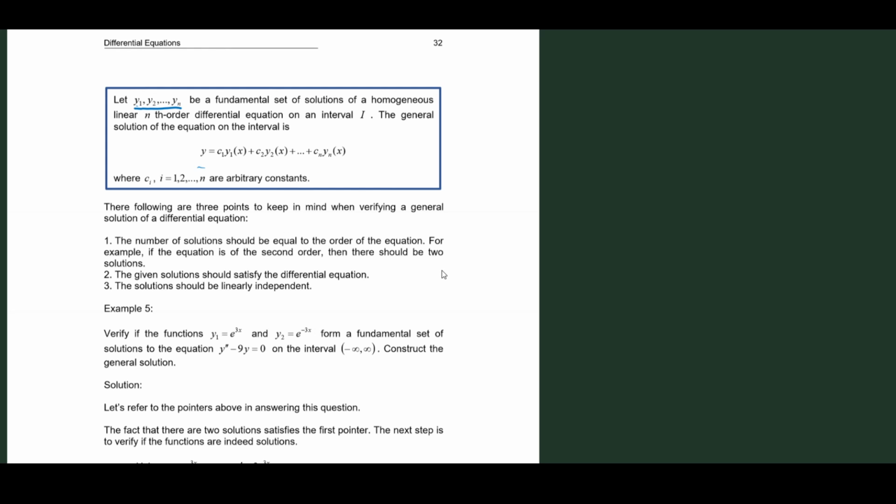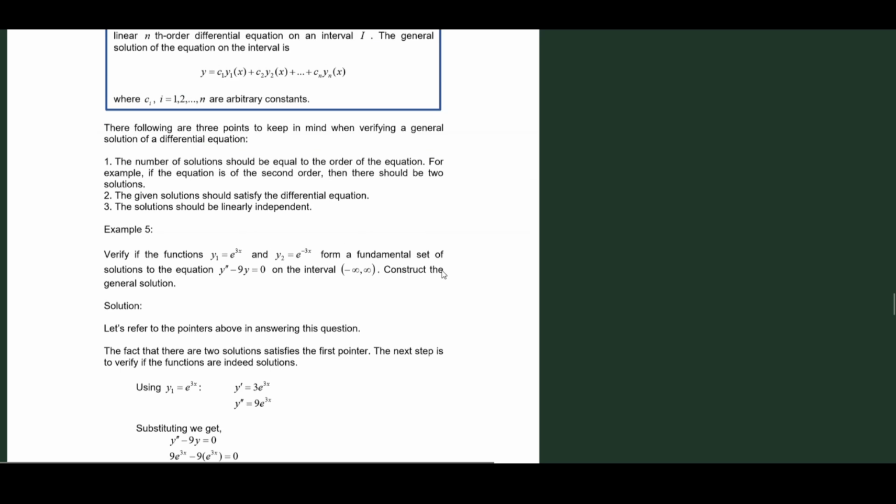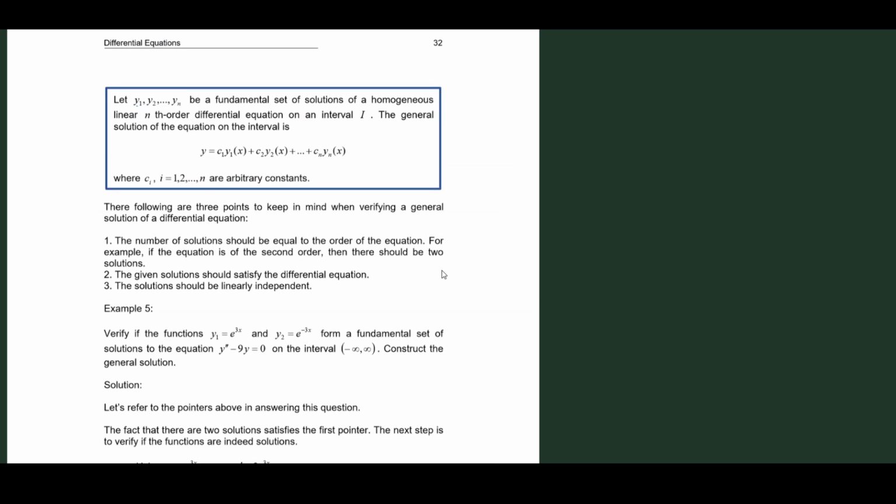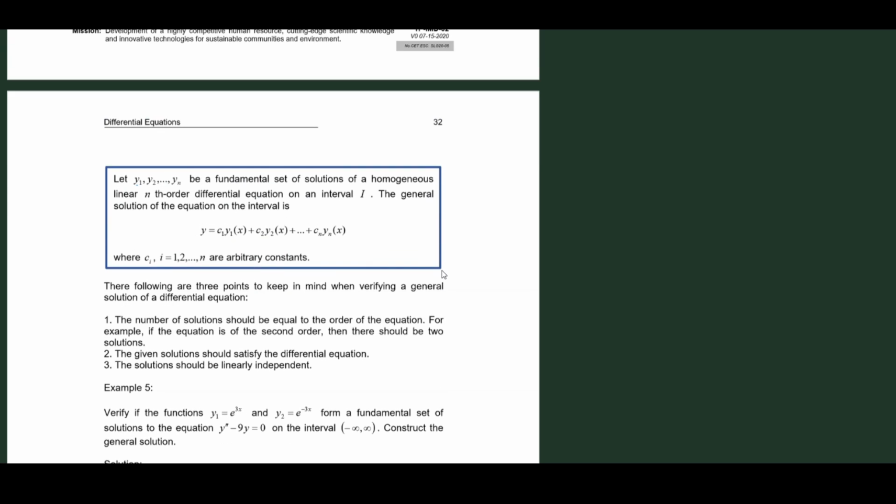Okay, so let's take a look at the 3 points. In order to verify a general solution of a differential equation, let us keep in mind these 3 points. The number of solutions should be equal to the order of the equation. For example, if the equation is second order, there should be 2 solutions. That is our first step. We should count how many solutions there are.